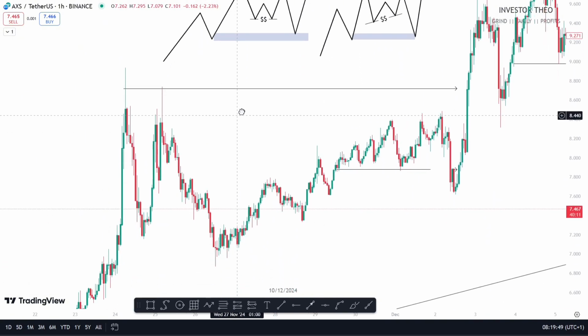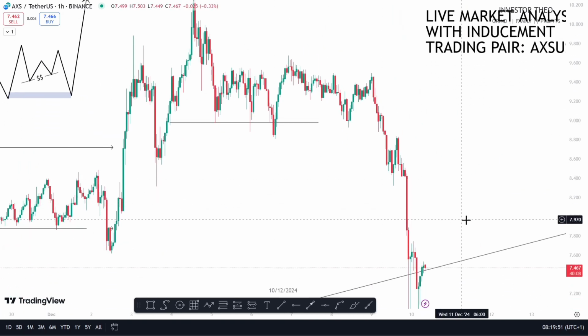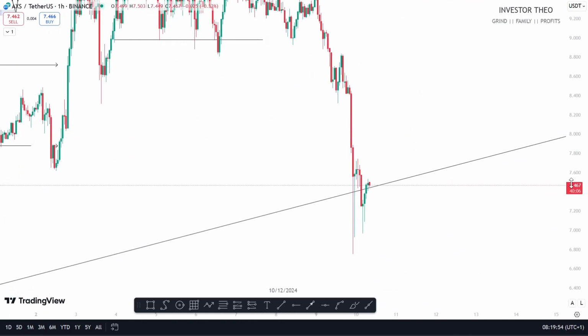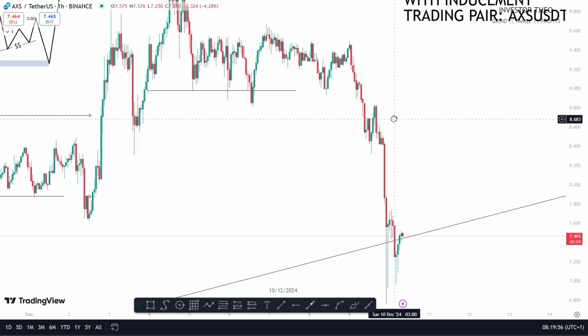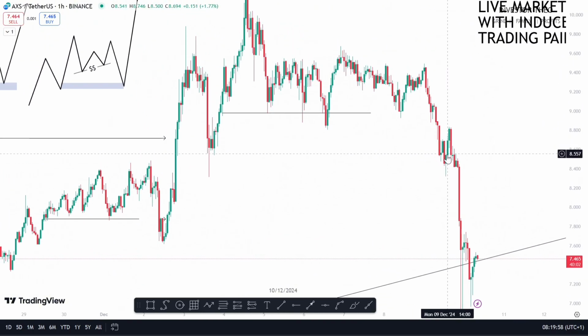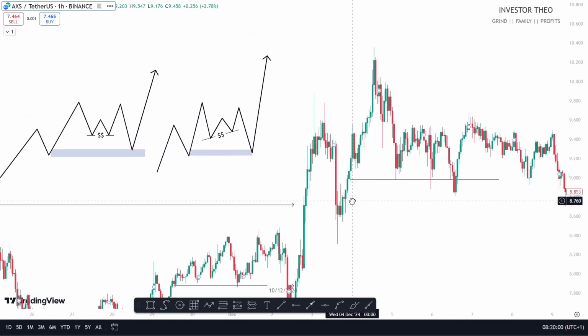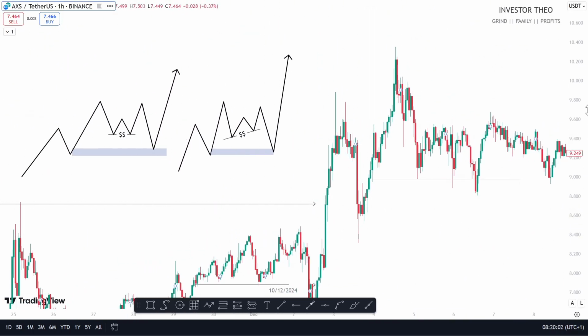So basically, this is our AXSUSDT. The market is currently somewhere around here. This is a live market. You can clearly see it's counting. On our TradingView, we're looking for a liquidity concept to trade. With a liquidity concept, we first want to know the direction of the market.